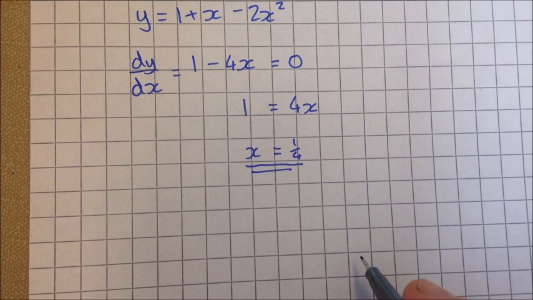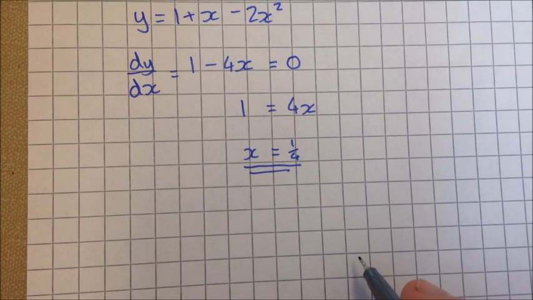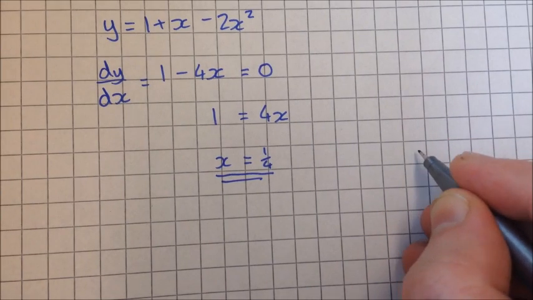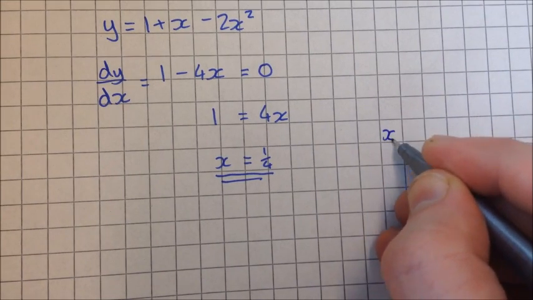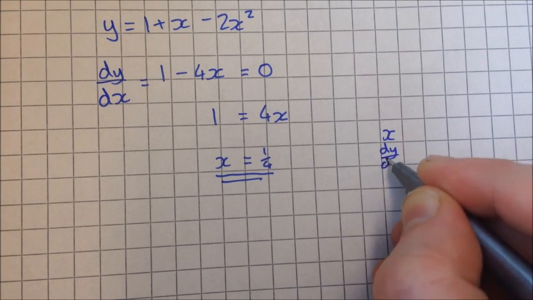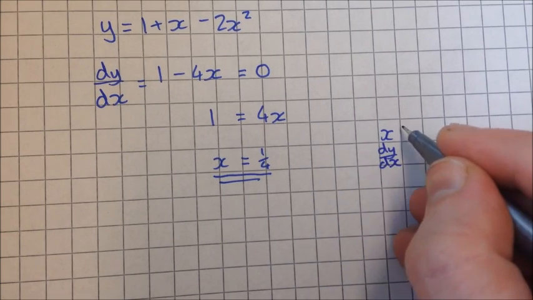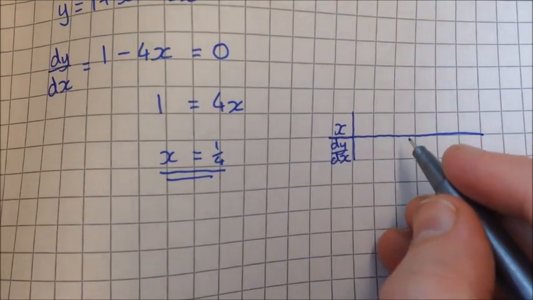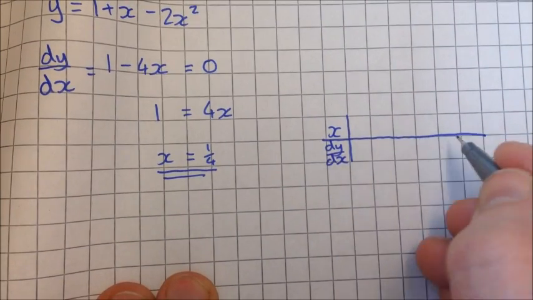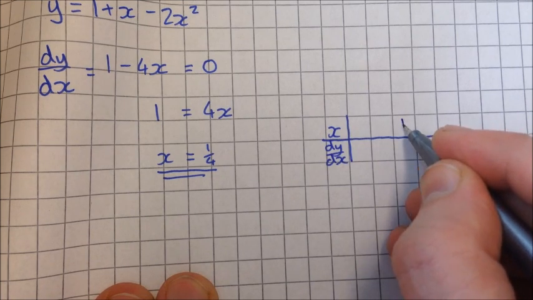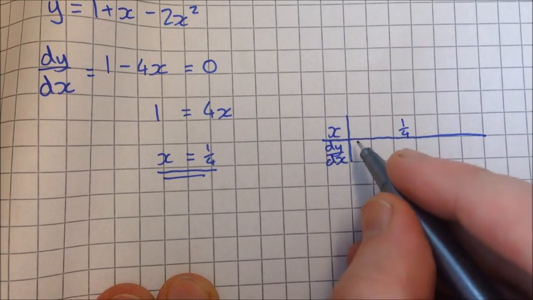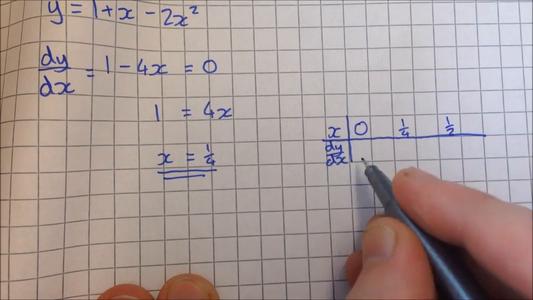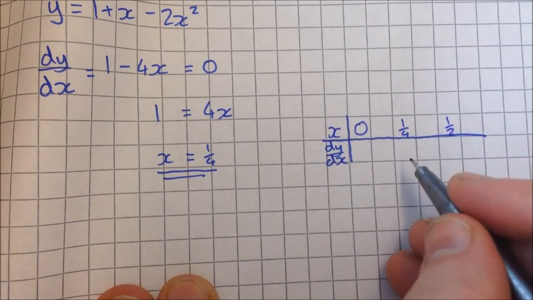For part B, we want to classify the points on the curve with these x values. So we go x and dy dx in a little table. Our value should be a quarter in the middle, and then two values either side, so it might be useful to do 0 and a half. So that'll be 0, 0.25, 0.5.